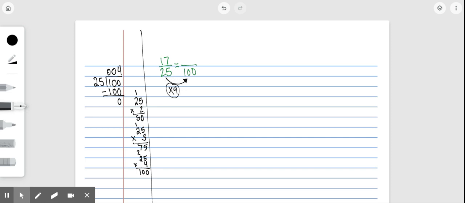Okay, that work right there was just to find what the multiplier was. This is not the new numerator. This is just the multiplier, which tells me that now I need to take 17 and multiply it by 4. So now I'm going to do 17 times 4. Because again, we want equivalent fractions. So 4 times 7 is 28. 4 times 1 is 4, plus 2 is 6. So this is 68, which means I've got 68%.